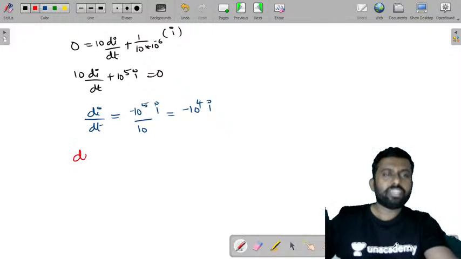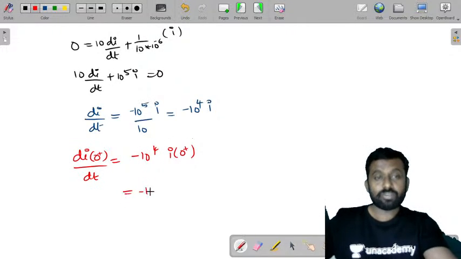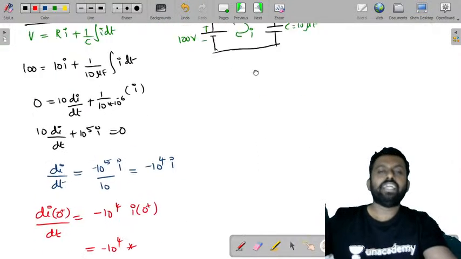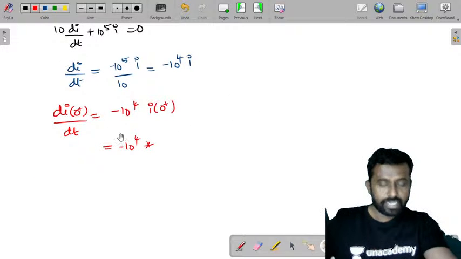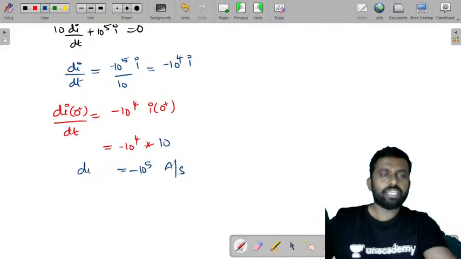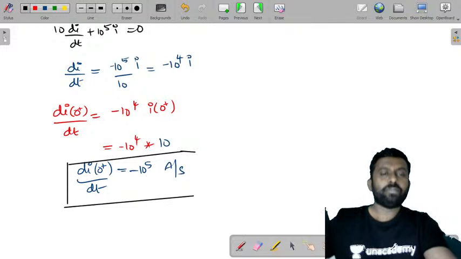Now what is the value of di of 0 plus by dt? It is minus 10 power 4 into I of 0 plus. What is I of 0 plus value? We already know it, we have got it here. It is 10 amperes. So just write it down. It is 10. So this is minus 10 power 5 ampere per second. What is the value of di of 0 plus by dt? It is minus 10 power 5 ampere per second.